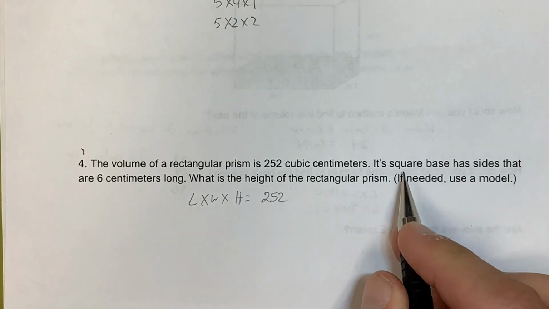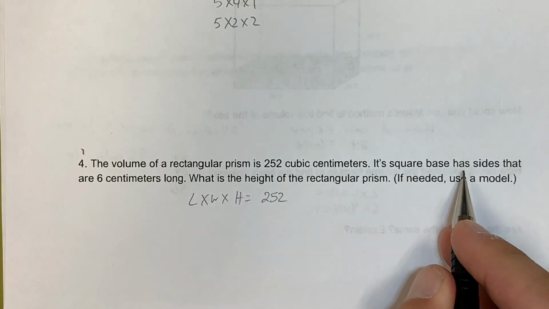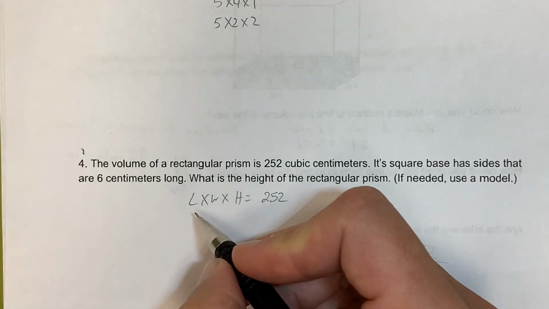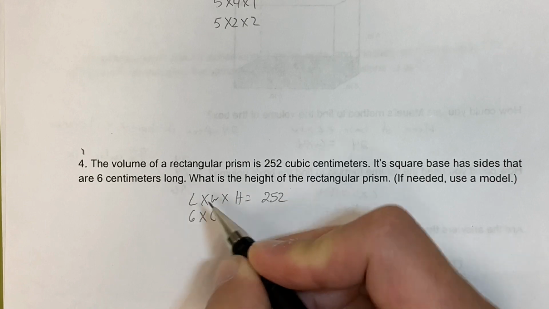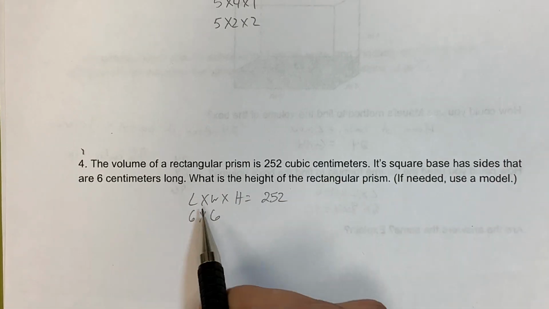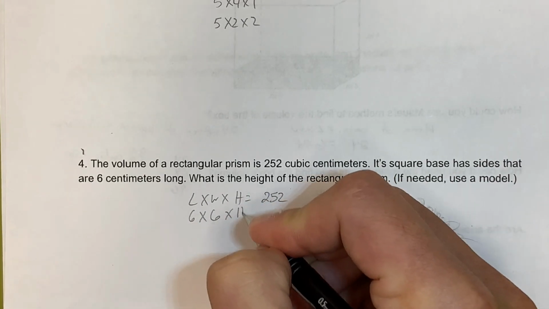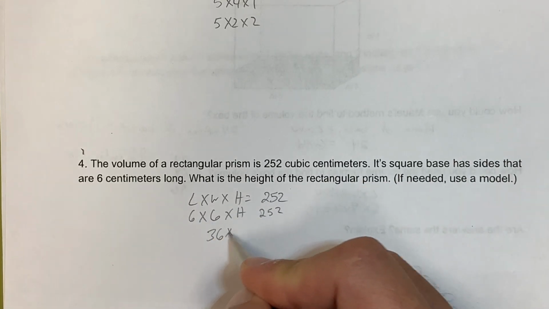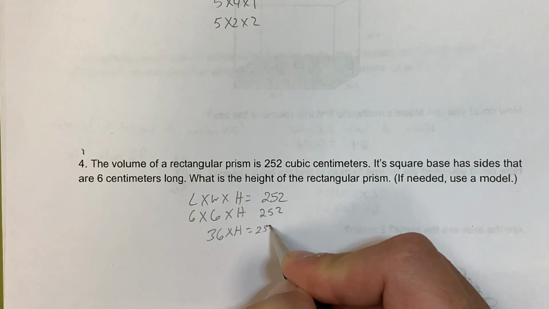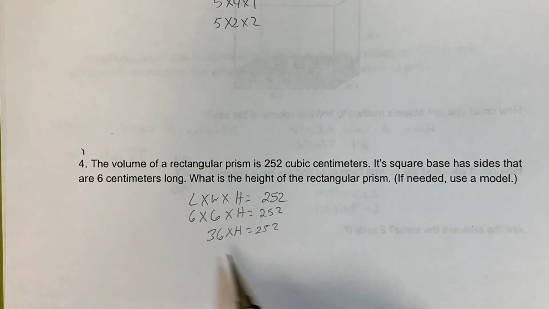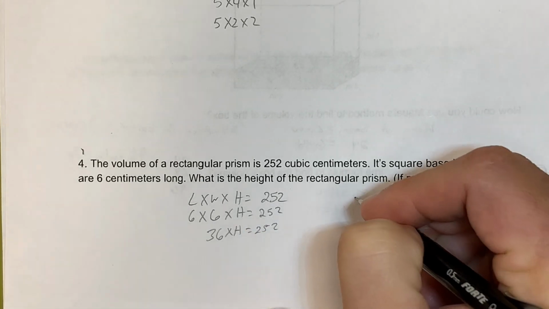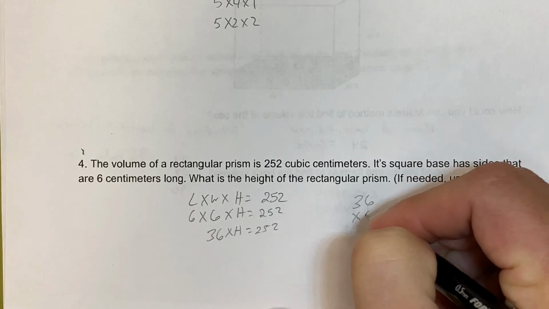So 252 has a square base, sides that are 6 centimeters long. Since it's a square, I know that both sides are going to be 6. I need to find that height. Okay, so 6 times 6 is 36, 36 times h. So this is where we wouldn't have this problem, just because we don't know how to do the division. So you could just guess if they don't know how to do it. You can just pick a number. Let's say 6. It's pretty close.